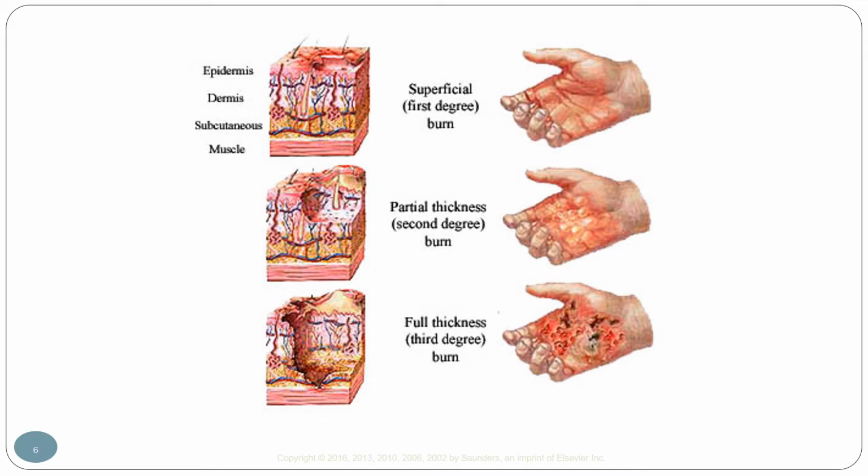The full thickness then goes completely through the epidermis and dermal layer. So we're down into the subcutaneous layer. We may even see muscle. Muscle can be burned as well. It's considered a third degree burn and is very significant and even life-threatening. Again, it develops that leathery type appearance.